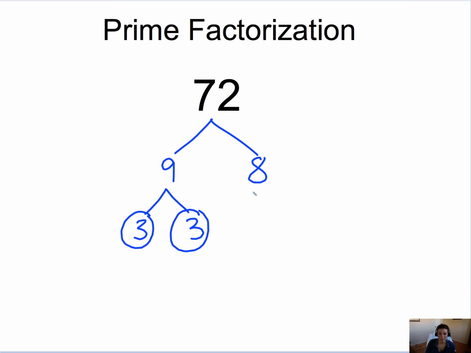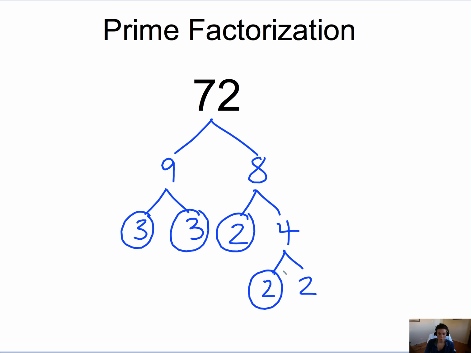Now let's look at 8. We can break down 8 into 2 times 4. 2 is a prime number, so I circle it. 4 is not a prime number, so I need to break it down even further. What times another number can equal 4? 2 times 2 can equal 4. These are both prime, so I circle them and I'm done because there's nothing else that I can continue with.